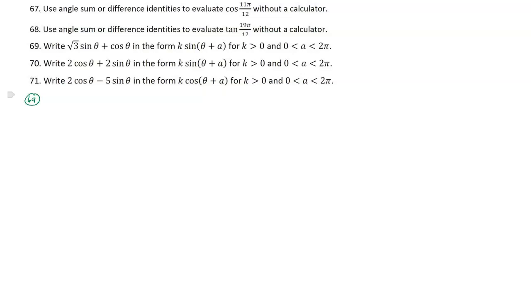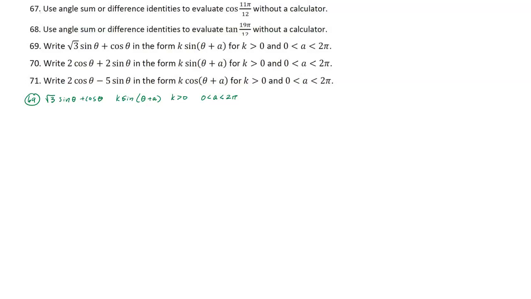So number 69, it says, write square root of 3 sine of theta plus cosine of theta in the form k sine theta plus a, where k is greater than 0 and a is between 0 and 2 pi. So we know that it's in quadrant 1, 2, 3, 4. It's not going to go past the full revolution. Okay, it's not even going to include 0, and it's not even going to include 2 pi. Okay, so how do you solve this?